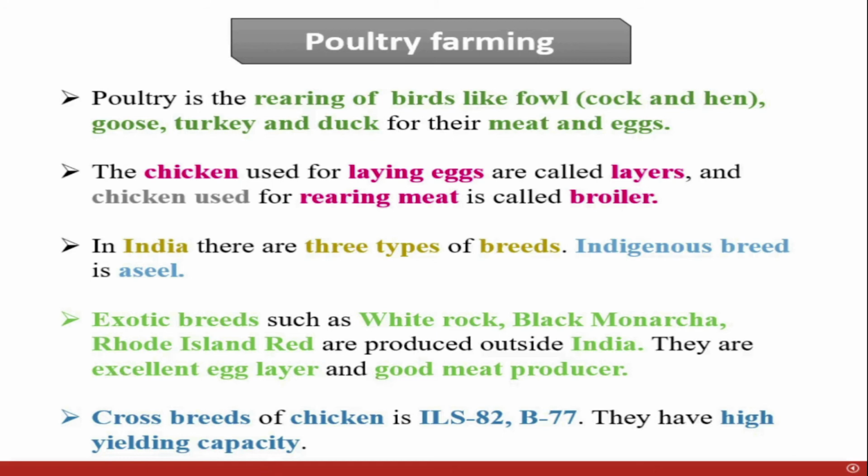Next, crossbreed. What is a crossbreed? Crossbreeds are developed by crossing exotic breeds with indigenous breeds. It's a new variety. These are examples: ILS 82, B77. They have a high yielding capacity. Basically, these kinds of breeds can give more eggs and also a big quantity of meat.